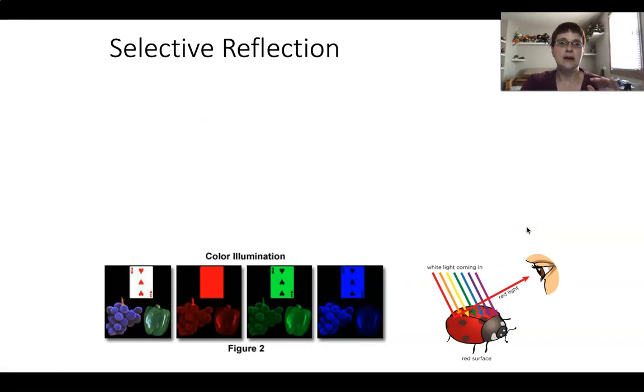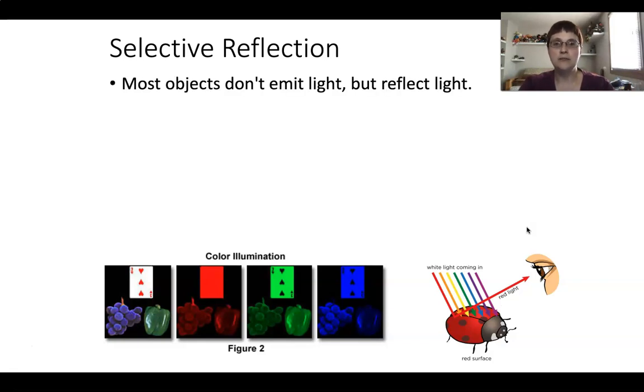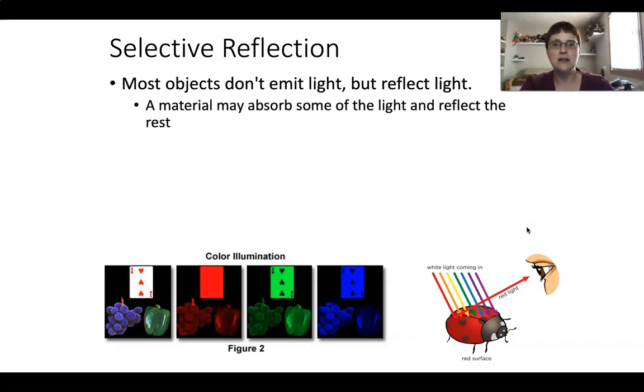Okay, so I told you in a previous video we're going to talk about selective reflection. This is what makes objects look colored. Most objects don't emit light, but reflect light. Very few objects and organisms actually emit light. An example of one that could emit light would be something that has phosphorescence, like a lightning bug. But pretty much everything else is going to reflect light, and that's what's going to get us the color. A material might absorb some of the light and then reflect the rest.